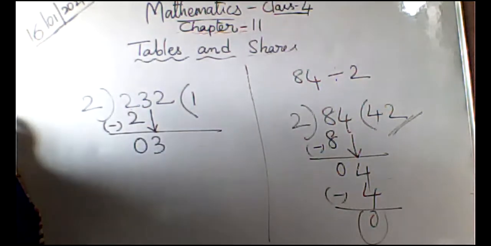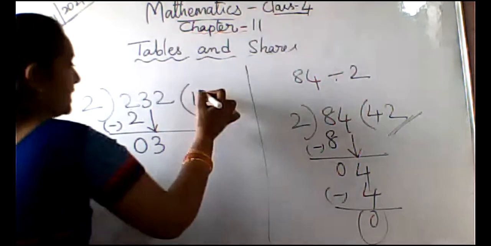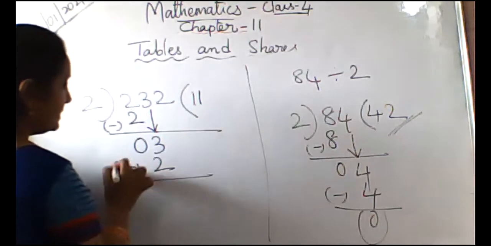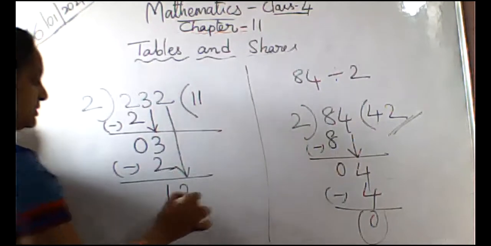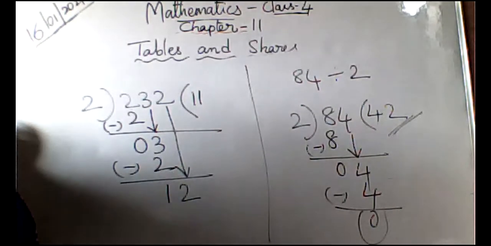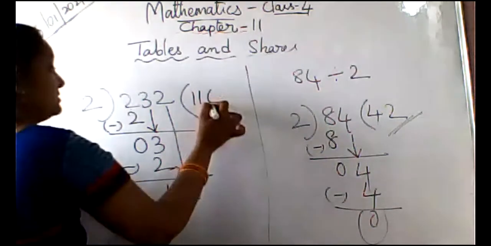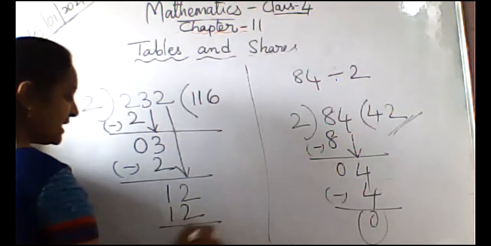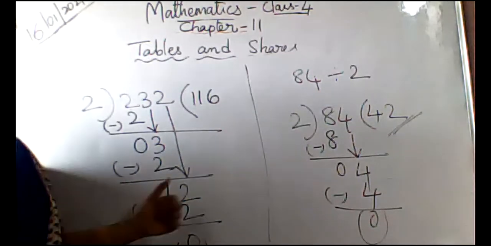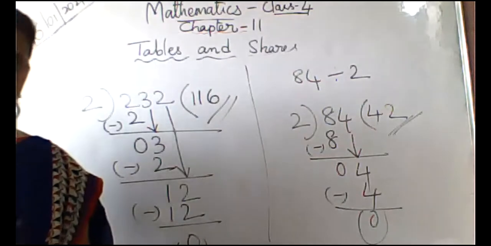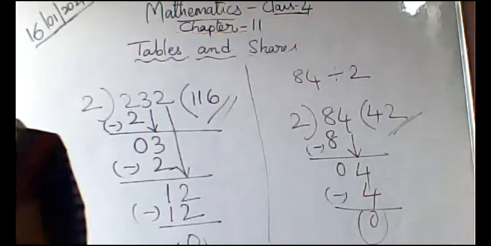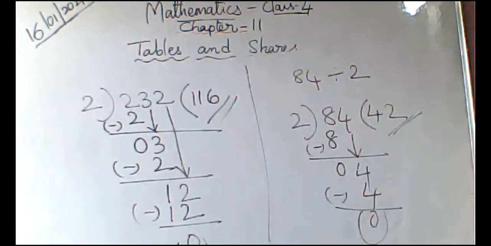Again. Will you get 3 in 2 table? No. The lesser number we need to take. What is the lesser number here? 2 ones are 2. 3 minus 2, 1. Again, get down the next digit. 12 here you have. Where will you get the 12 in 2 table? 2 6s are 12. So 12 minus 12 is 0. So what is the answer here? 116. Okay? Yes.